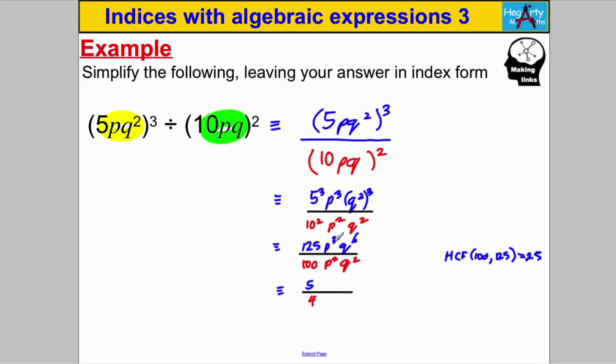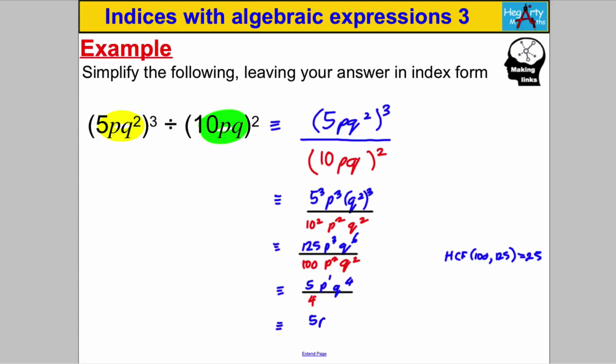The highest common factor of p squared and p cubed is p squared, so I divide the top and bottom by p squared, or cancel p squareds, leaves me with a single p on the top, p to the power of 1. And q squared divided by q to the power of 6 is q to the power of 4 left on top. So the answer here is 5.